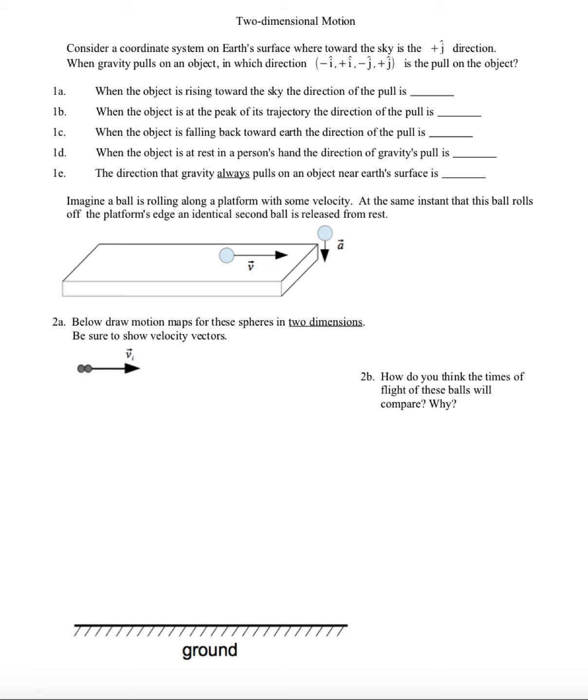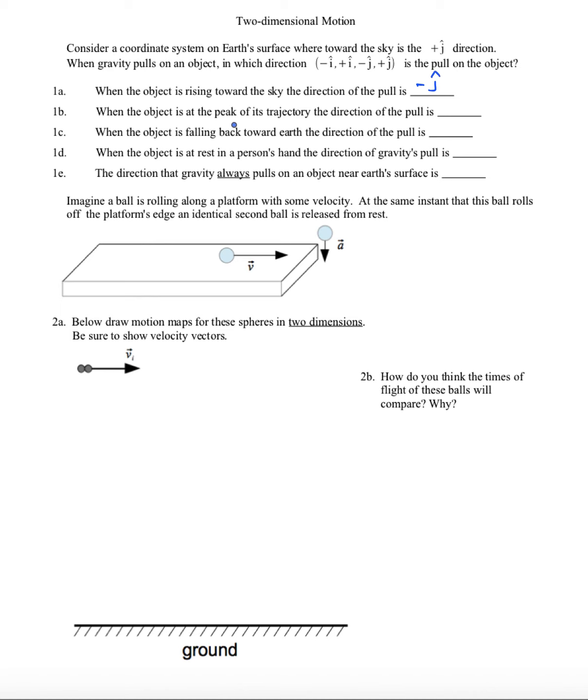When the object is rising toward the sky, what is the direction of the pull that Earth exerts on that object? Well, gravity is an attractive force. It can't push, only pull. And since the Earth is below the object at this time, Earth pulls in the negative j-hat direction.